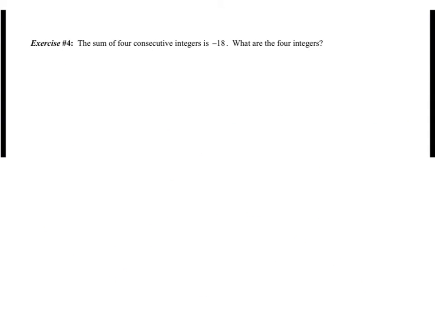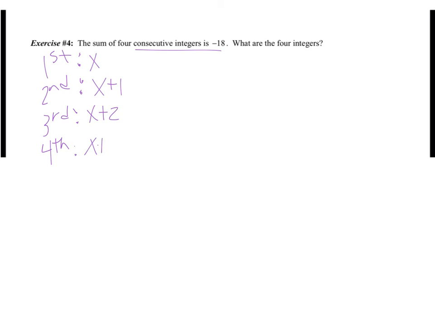Our last one, 4 consecutive integers. So first, second, third, fourth. Our first one is always x. These are just consecutive integers. So x plus 1, x plus 2, x plus 3. And for the sum of them, we're just going to add them all together. So 4x plus 1 plus 2 is 3, plus 3 is 6, is negative 18.